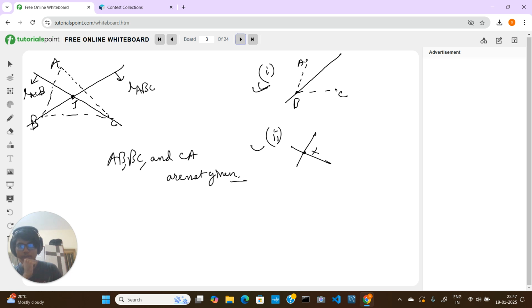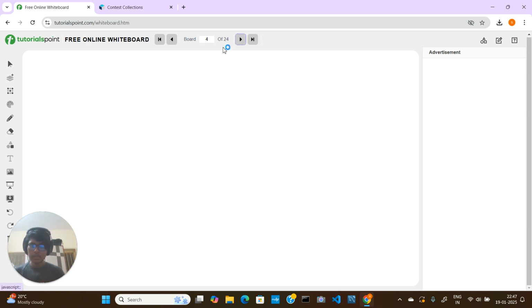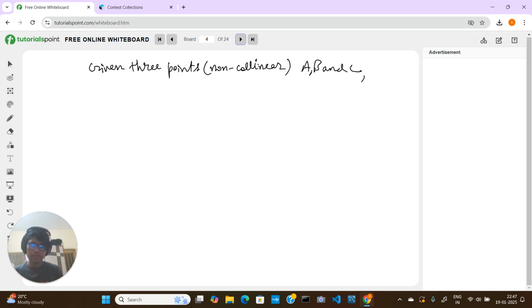They meet at some point I. What you know is this is the incenter of triangle ABC. So here we have our first lemma: given 3 points A, B, and C, we can mark the incenter. So this is our first lemma.